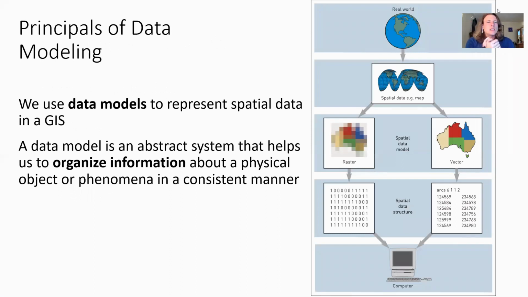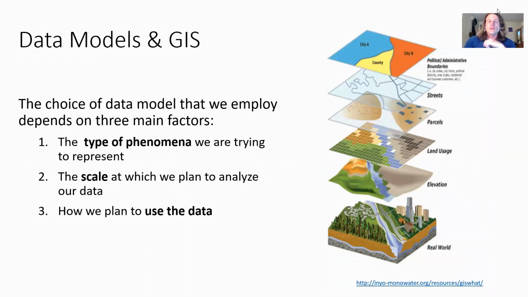So to jump right into it, data models are what we use to represent spatial data in a GIS. A data model is just an abstract system that helps us organize information about something, so a physical object or phenomena, in a consistent manner. And so you take the real world, you project it into a GIS, the next step is to represent your data. And how you want to represent that might depend on what kind of data information you're given or what task you might have at hand or the scale at which you're working on it.